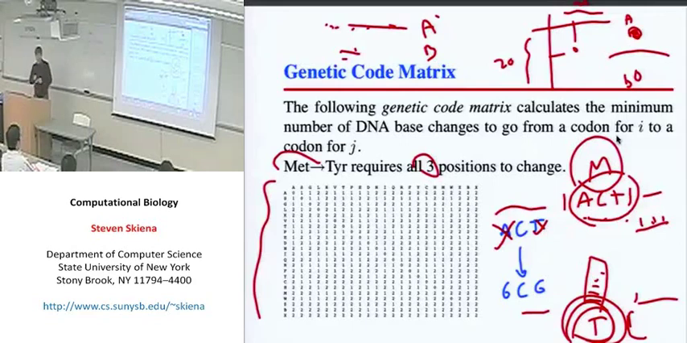I see. So another thing that you're saying now might be another way to make a matrix, right? You're saying that if I am going from an ACT to a GCG, maybe instead of charging one for each of these things, I should charge according to the transition transversion frequencies. And maybe that's a better measure of cost between the two amino acids. That sounds like a plausible idea.